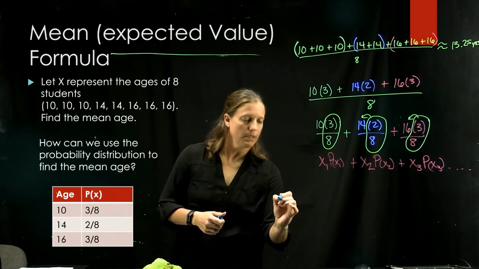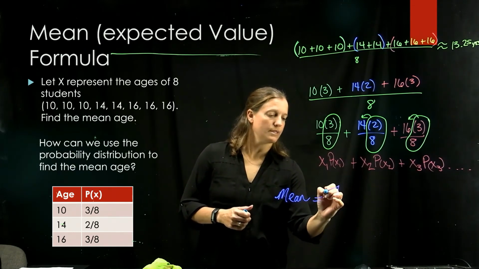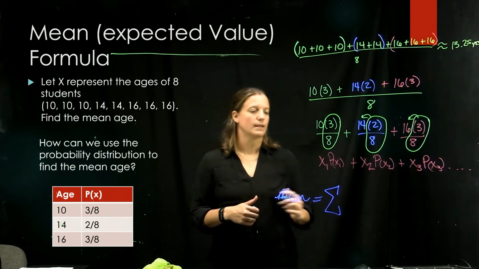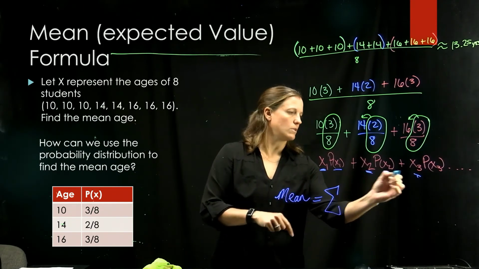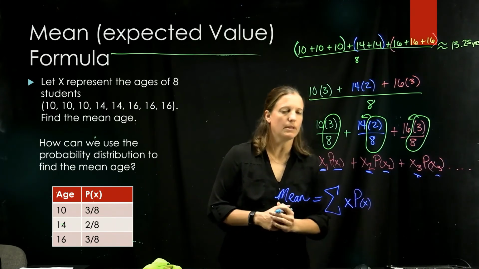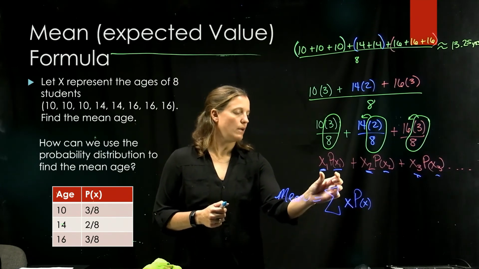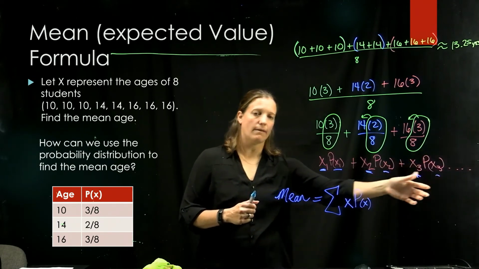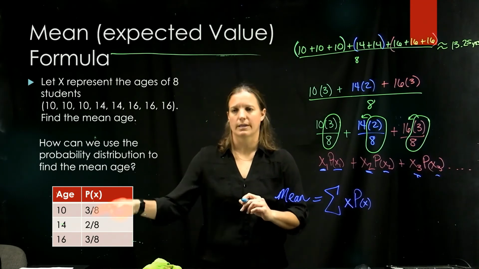So what this turns out to be is that the mean is equal to the sum. So this is the Greek letter sigma. It represents to add all the things up. And notice our pattern. We have x times its associated probability. So we're just going to write that as x times the probability of x. And what is implied with this formula is that you will take each of these pairs and you will multiply them together until you have all of the pairs multiplied. So we do this for our entire table here.